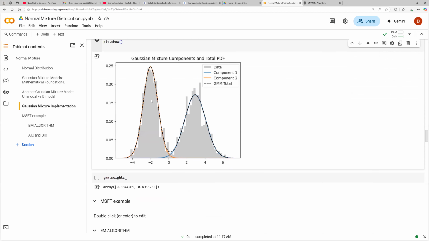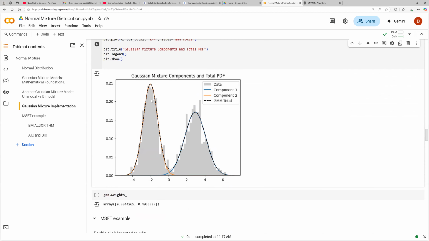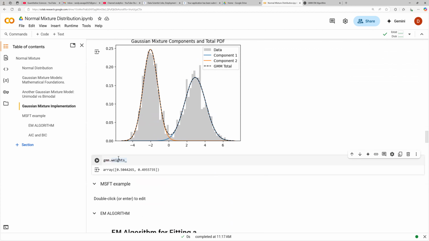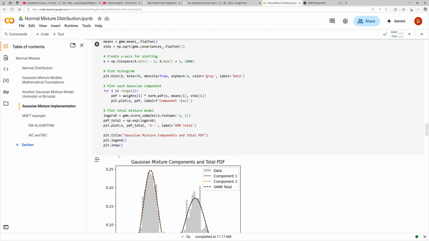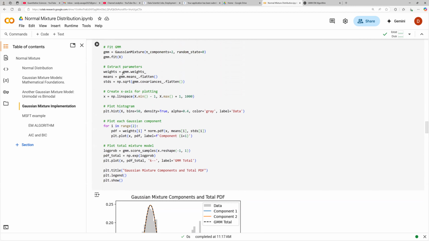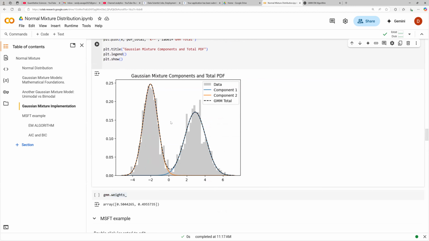Before I talk about the EM algorithm, we look at the weights from the GMM, the Gaussian mixture, and we could see that they're roughly equal. And this is reflected in the graph as well. It's 0.504, 0.49. It's not that big of a difference.